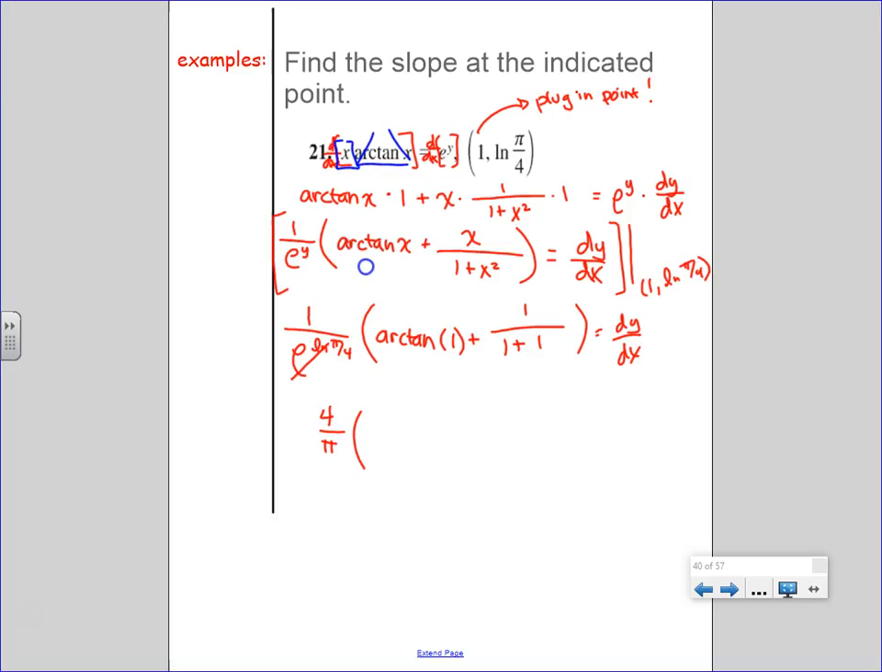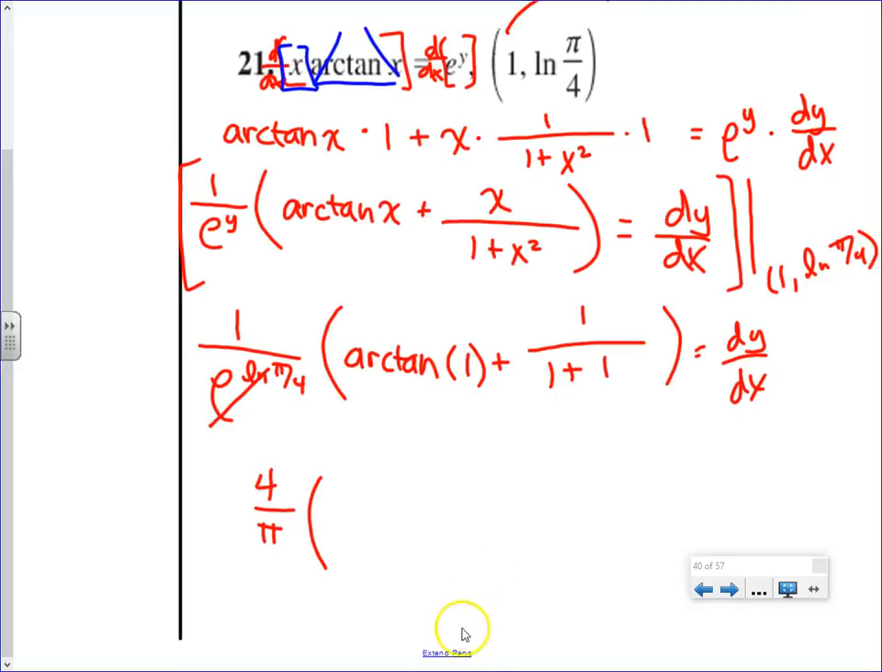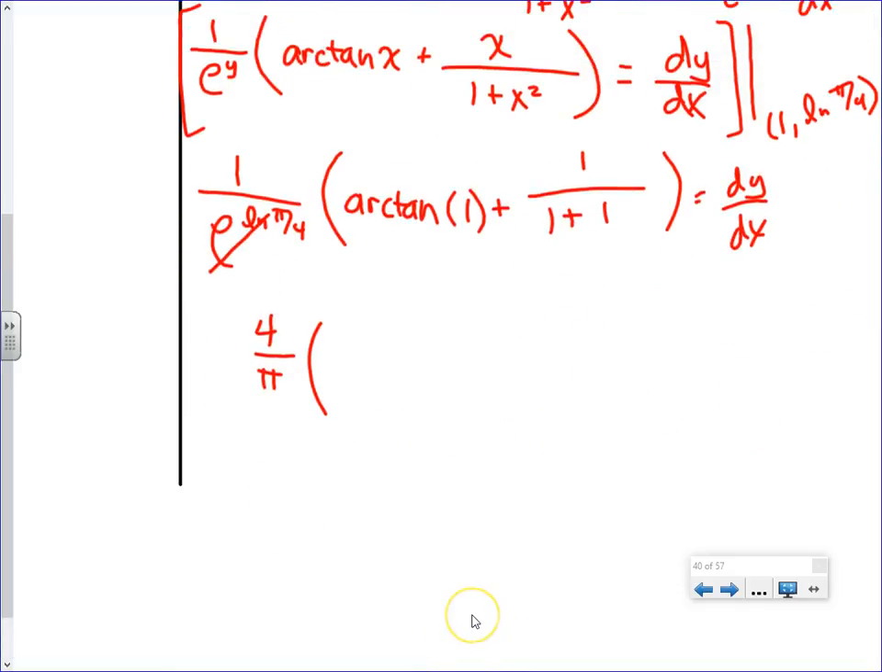Move this down a little bit, sorry. Keep going back. 1 over, remember, e to the ln, they undo each other. I just have pi over 4. 1 over pi over 4 is just 4 over pi. Arctangent of 1.